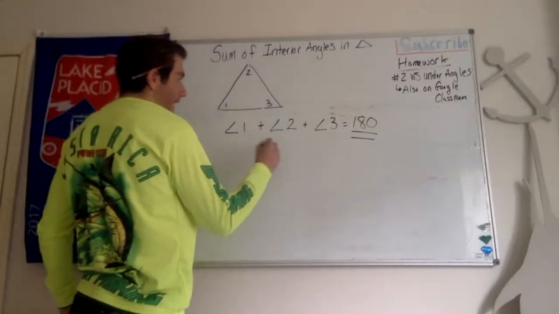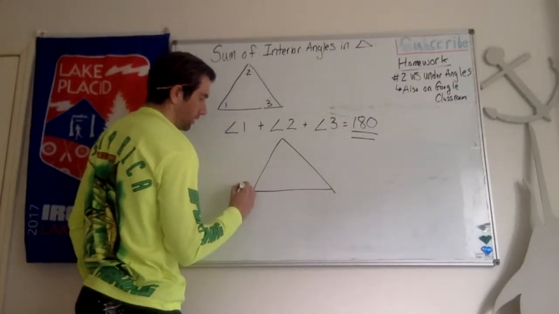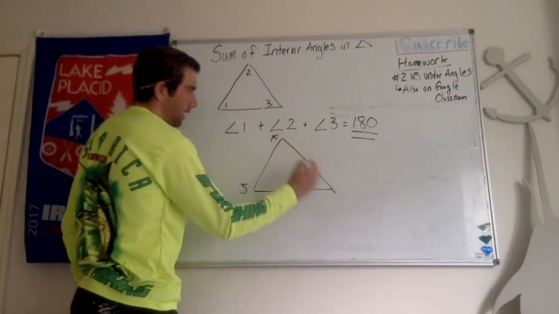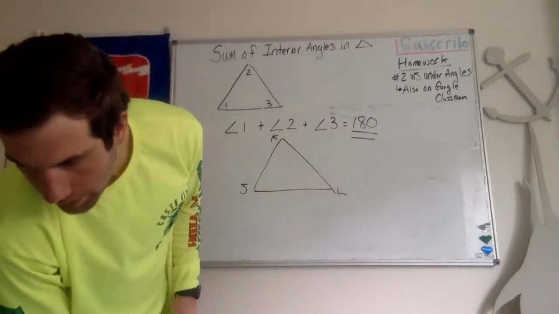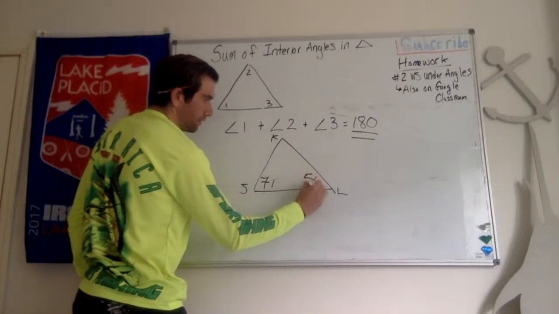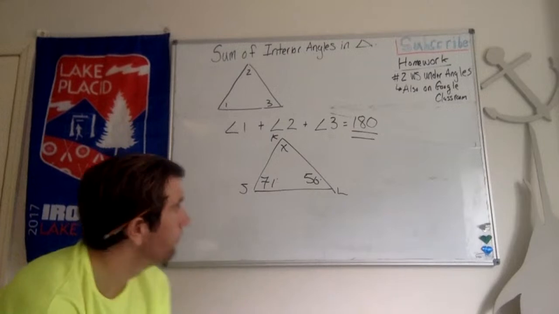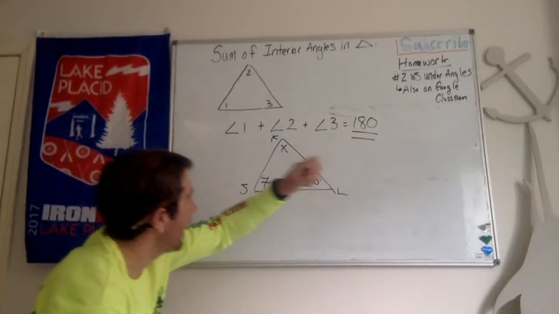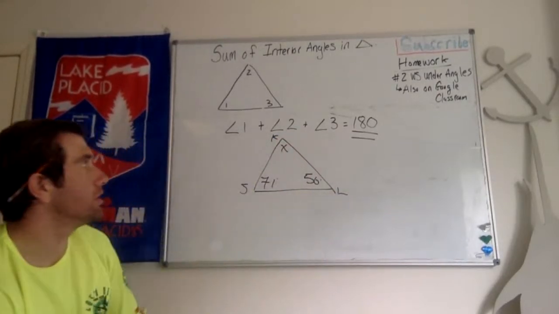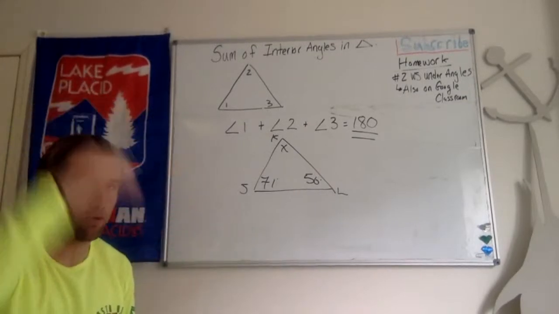All right, JKL. Let's do triangle JKL. All right, here we go. I got angle J, I got angle L. I need to find the measure of angle K. All right, how do you do this? I think everyone's going through this in their head.